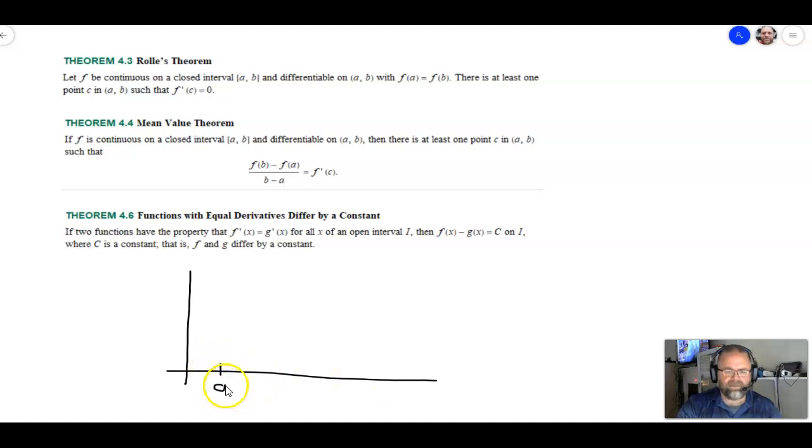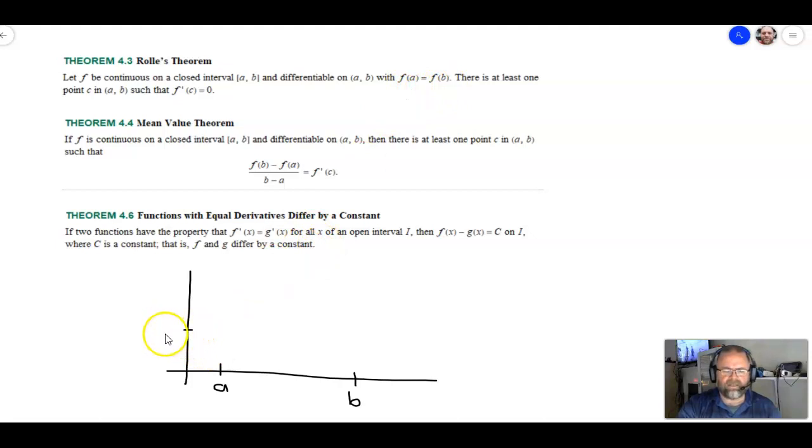So I'm going to draw a crude graph here, but hopefully it will make sense. So I have some x value a and I have some x value b. And remember, it's going to be both continuous and differentiable. Continuous means that we can't lift our pen going from a to b. And differentiable means that we don't have any sharp curves. It's all smooth. And the other requirement for Rolle's theorem is that the two y values have to be the same.